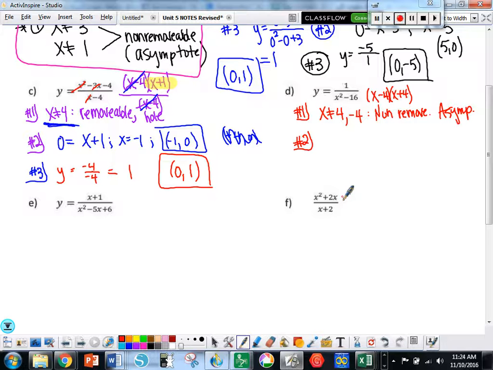Okay, number 2, find the x-intercept. This one's different, right? Because we don't care about the denominator, yes? Now, if I plug in 0 for y, what do we have? Is that ever true? That can't work, right? So that means there is no x-intercept.